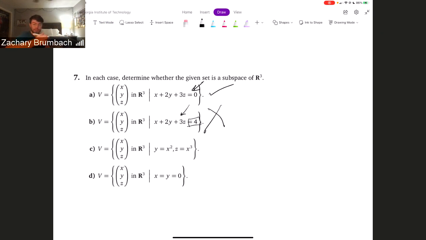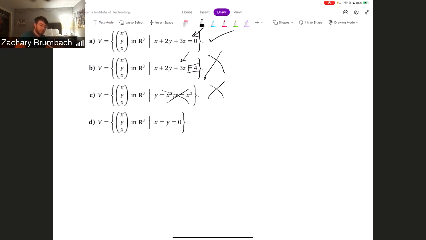For C, are those things linear? No. Nonlinear, we don't like it, not a subspace. All right, for the last one, can we write a matrix that describes x, y, z such that x and y are 0? Yes. It's a little tricky, but we can.